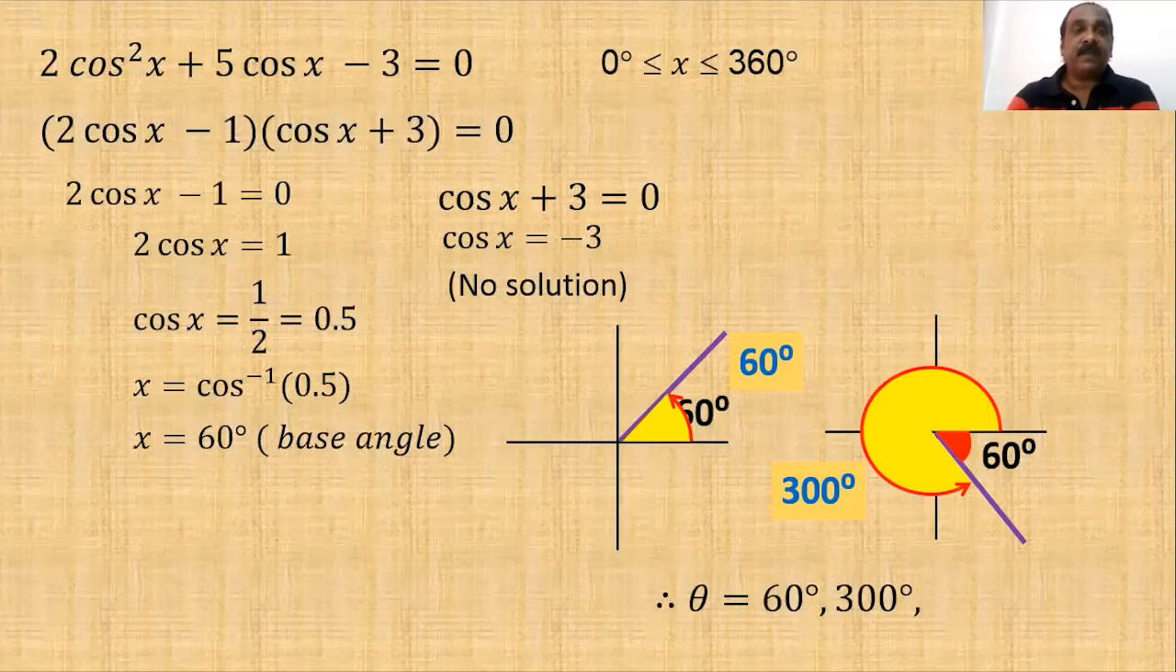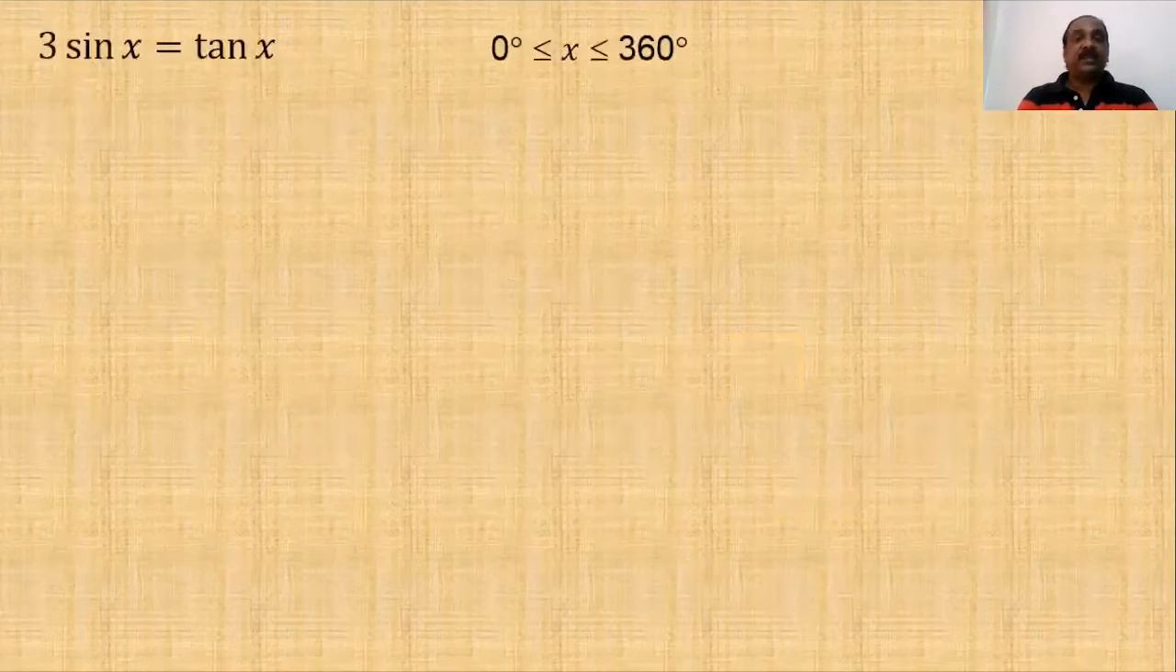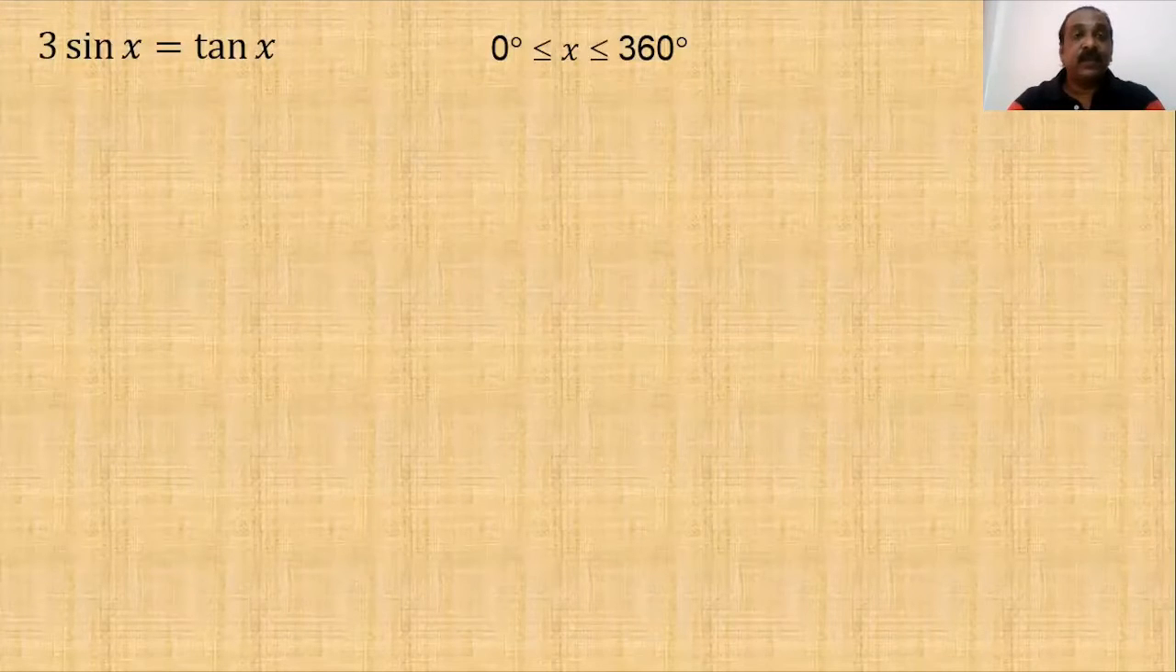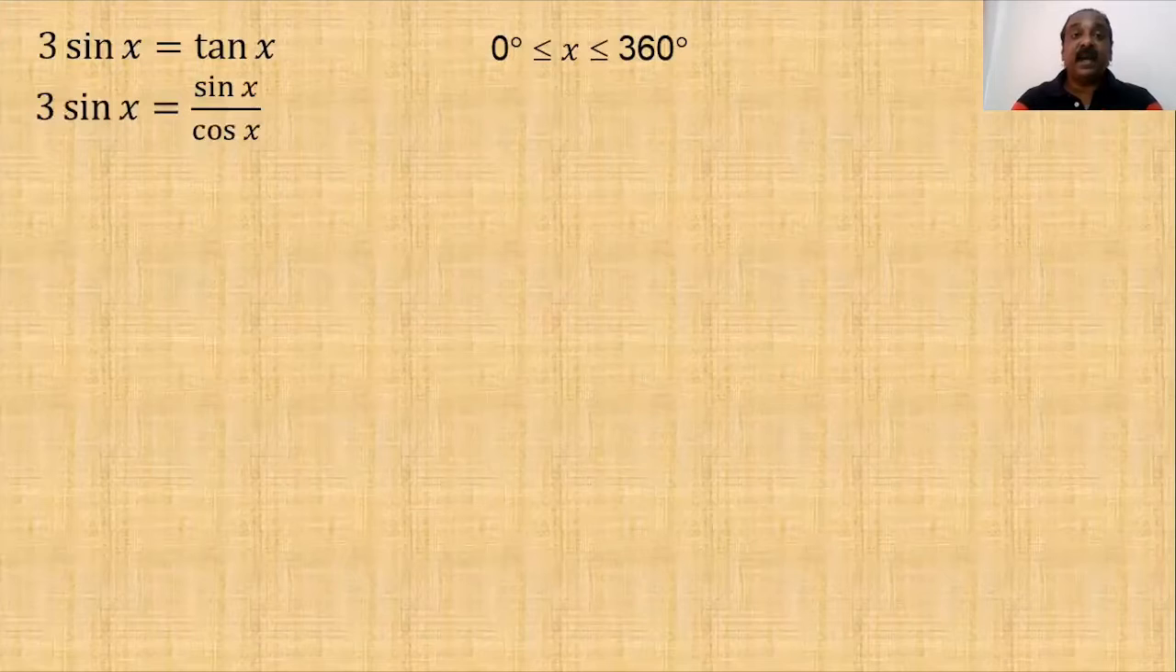Okay. Next question. Another interesting one. You can see here, 3 sin x equals tangent x. How to factorize? If I bring the tangent to the left hand side, sin tangent, nothing to factorize. Difficult. So what must I do? I have to convert. Tangent is sin x over cos x. Last week I gave you this formula. Tangent x is equal to sin x over cos x.